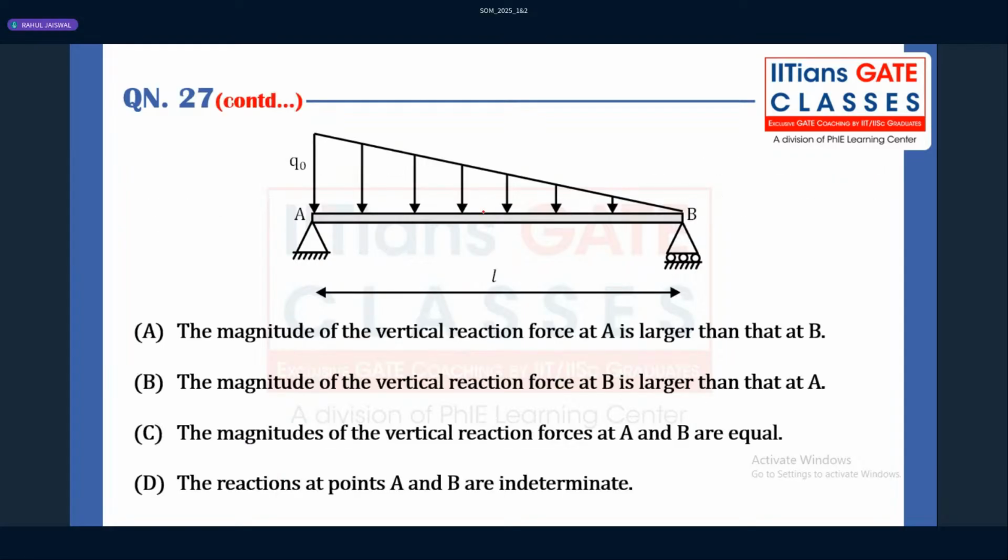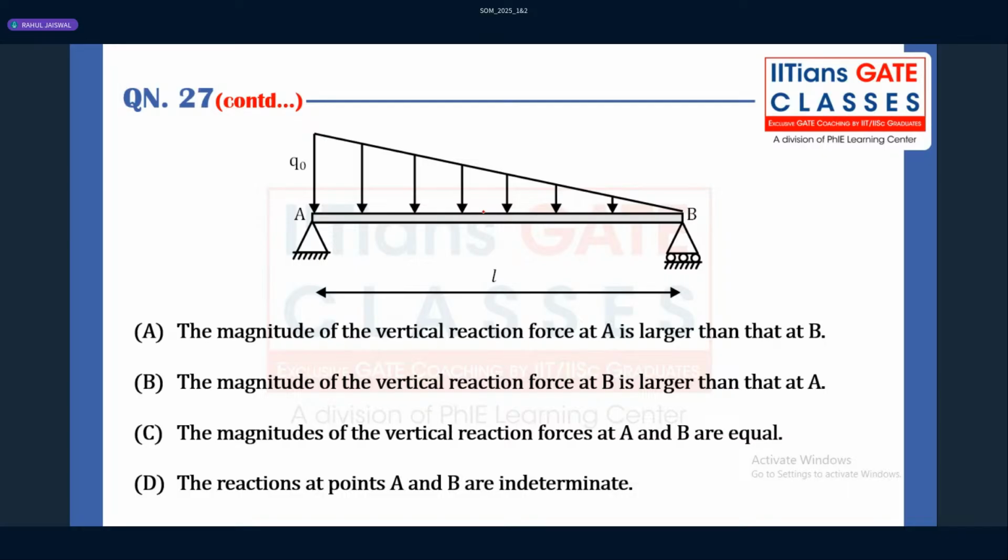Here we have the figure along with the options. In option A, the magnitude of the vertical reaction force at A is larger than that of B. In the second option, the magnitude of the vertical reaction force at B is larger than that of A. In the third option, the magnitudes of the vertical reaction force at A and B are equal. And D, the reactions at points A and B are indeterminate.